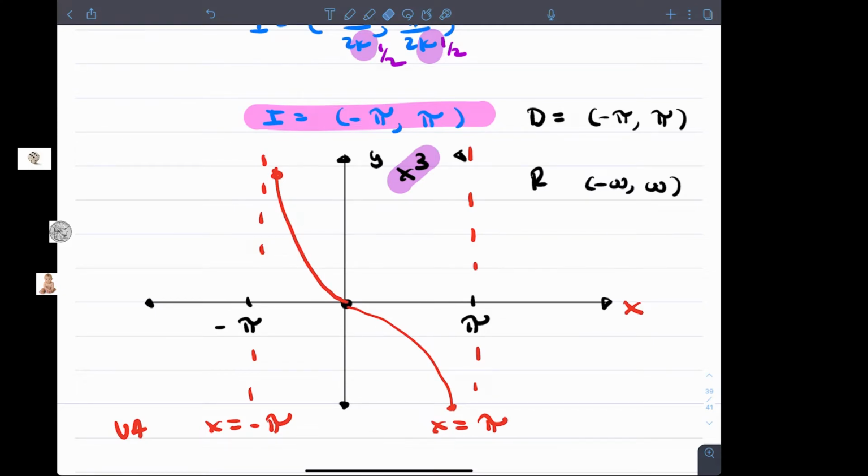If A is less than 1, but positive, it looks more tangent-ish, if you want to think of it that way. It looks flatter, getting closer to that x-axis. It's those pictures.